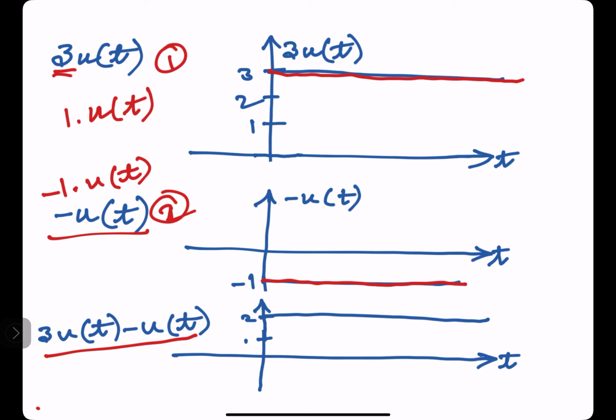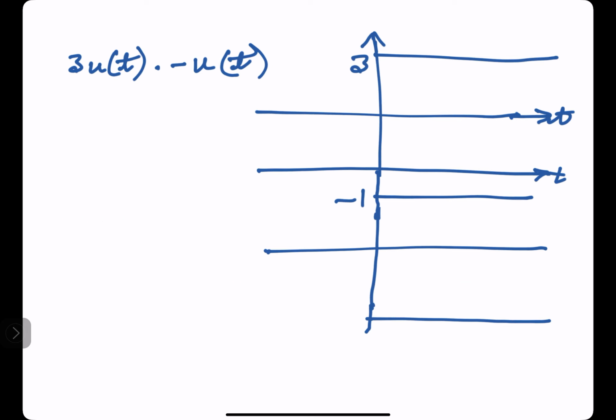So here 3 minus 1 gives 2. So here the resultant signal will be represented like this, 3 into u of t minus u of t. So this is our resultant signal for this signal addition.